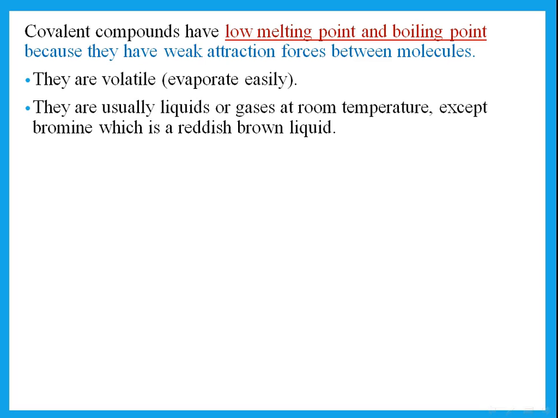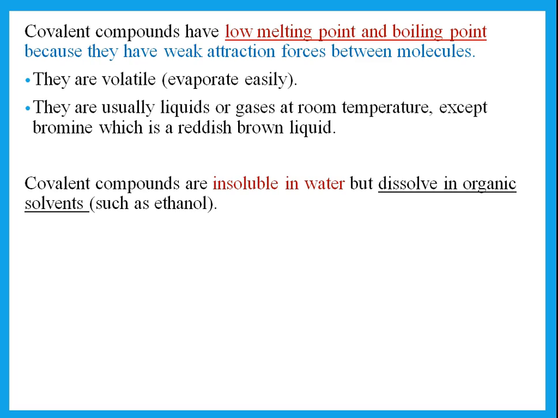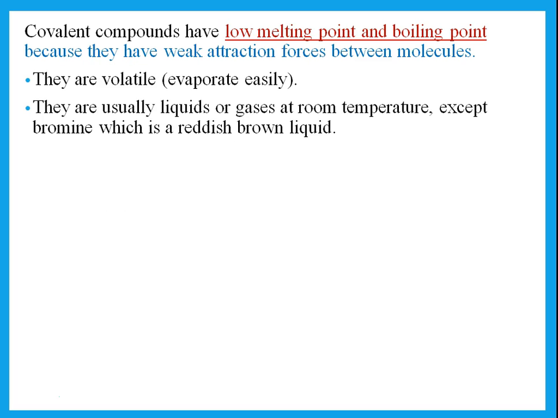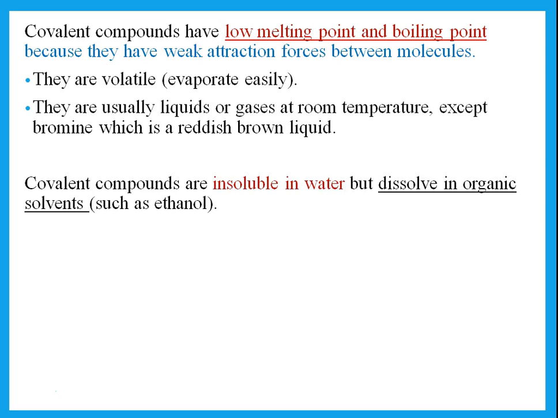Remember we said the word volatile means they evaporate easily, and if they evaporate easily, that means they have low melting point. Okay. Covalent compounds are usually solids or gases at room temperature, except bromine, which is a reddish brown liquid. Sorry, they're usually solids or gases, not liquids. The only liquid non-metal is bromine.